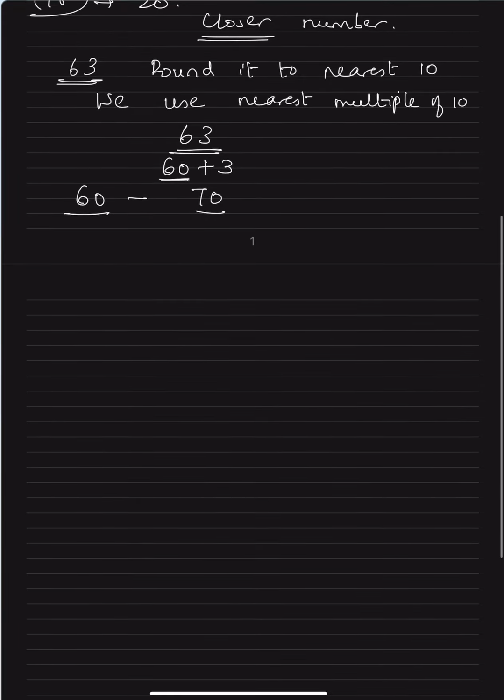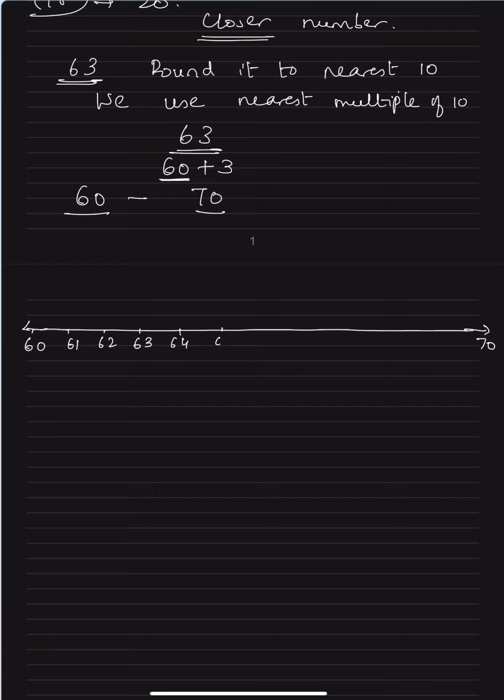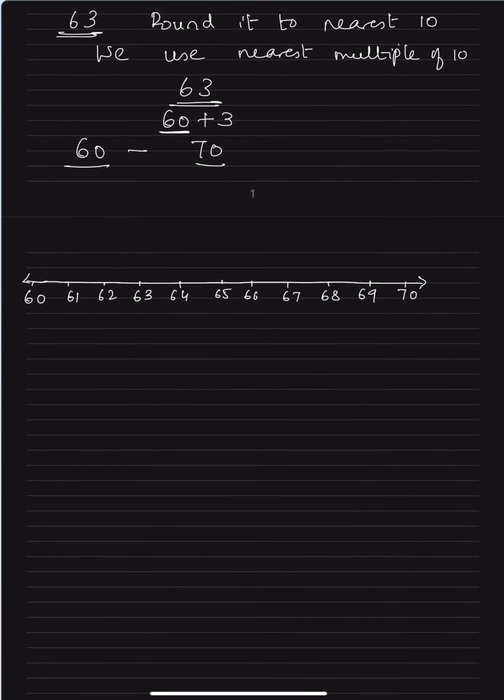Okay. Now first thing I will do is I will draw a number line. Let me draw a number line starting with 60 and ending at 70. Here I will start with 61, 62, 63, 64, 65, 66, 67, 68, 69 and 70. Okay. I will end my number line at 70. These are nothing but multiples of 10 and the number 63 lies between two tens, that is one is 60 and one is 70. Now here is the number 63.